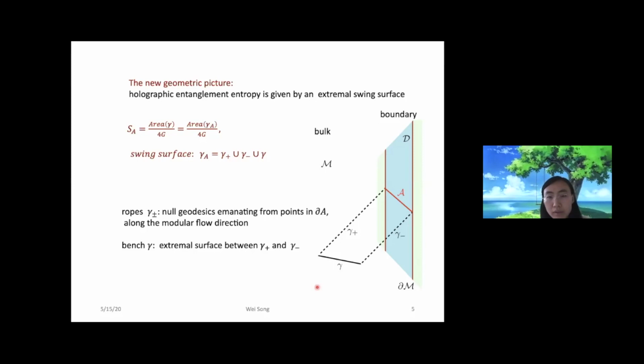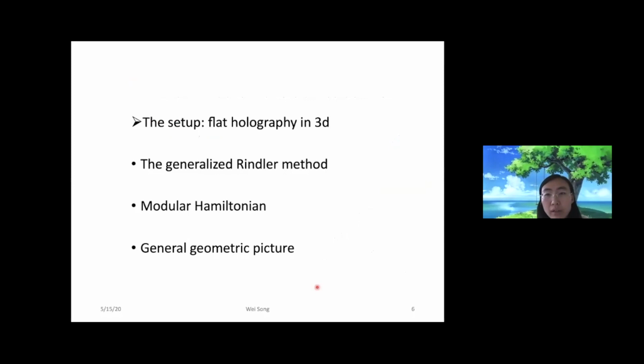In the following, I will first describe what I mean by flat holography in three dimensions. I'll first derive this picture using the Rindler method, similar to the derivation of Casini, Huerta, and Myers. And then talk about the modular Hamiltonian, and then have a more general discrete geometrical picture, and have an argument along the lines of Lewkowycz and Maldacena. Okay, so that's the whole picture and the plan.